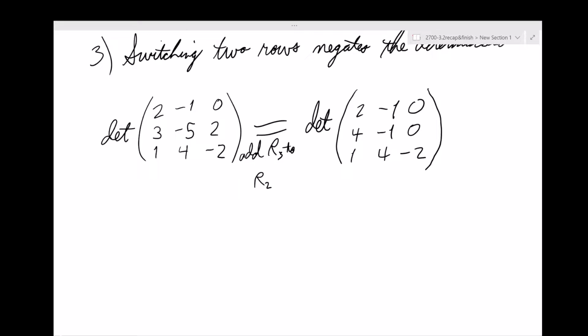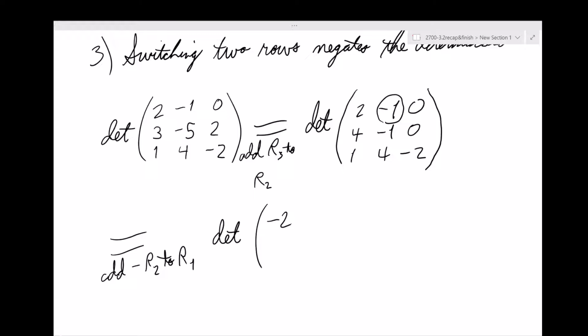And then, of course, now I can see that I can get a 0 right here by adding, let's say, negative row 2 to row 1. And now I'm just adding a multiple of one row to another, so again, that won't change the determinant. And so I can see that this would still just equal the determinant of, now we're subtracting row 2 from row 1, so I'd have -2, 0, 0, other rows the same.